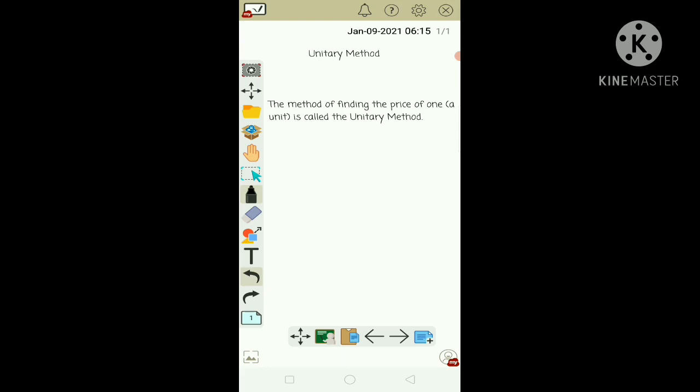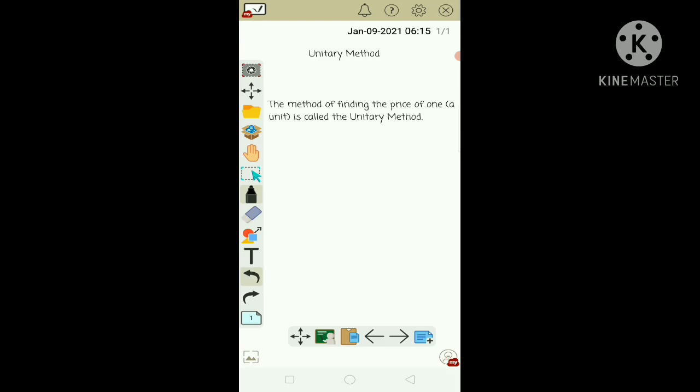Then downside, for one pencil cost, we have to draw 2 rupee coins, with 4 rupees for each pencil, so 2 coins we have to draw. Then what's the cost of 3 pencils? 3 fours are 12. 3 pencils cost 12 rupees. So how do we calculate the total pencil cost? If you want to calculate the total pencil cost, first we find out the single pencil cost.